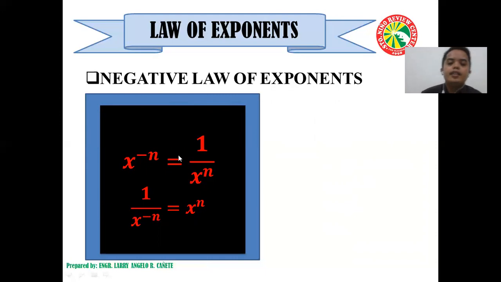Remember that in simplification, an answer is not simplified if there is still a negative exponent present in the answer or solution. So it is not yet simplified if you have the answer x to the negative 5.